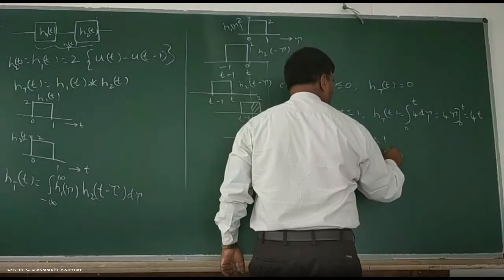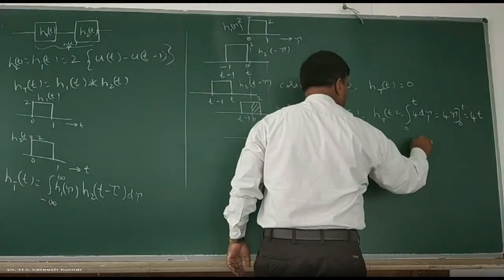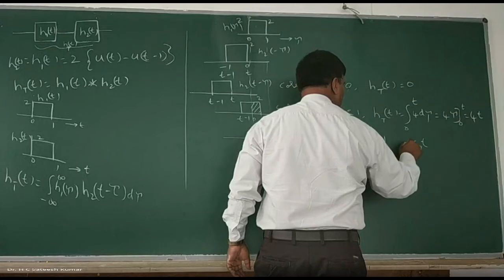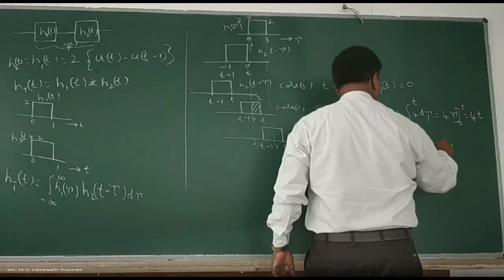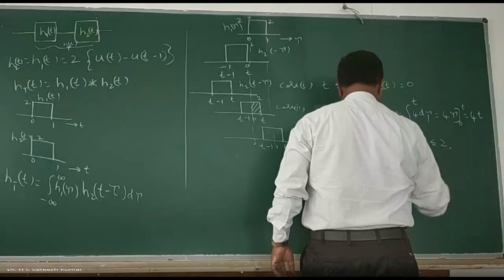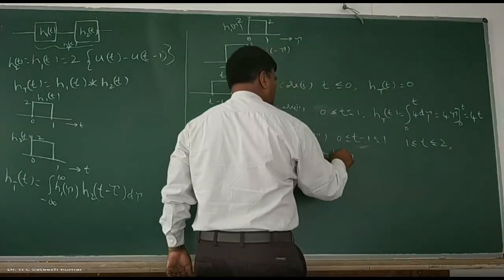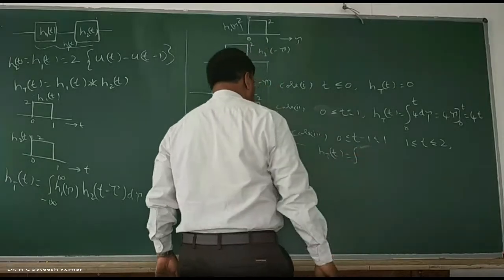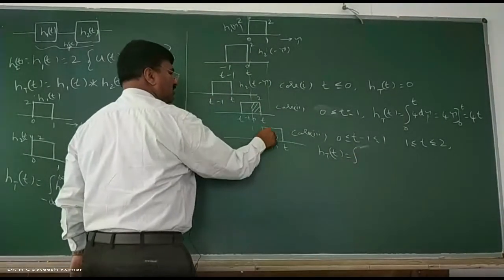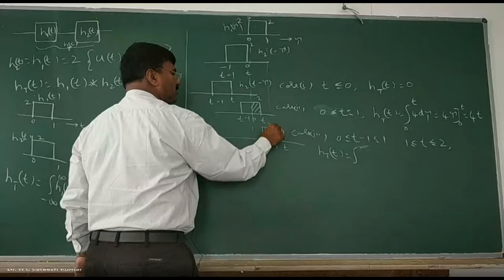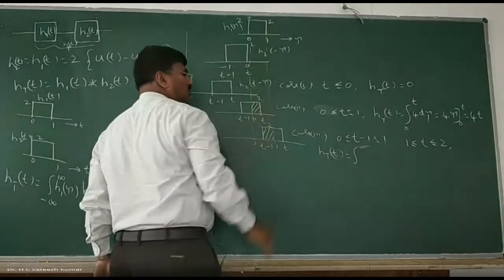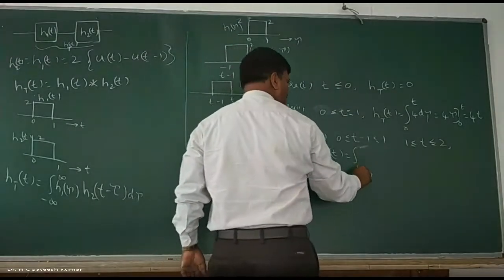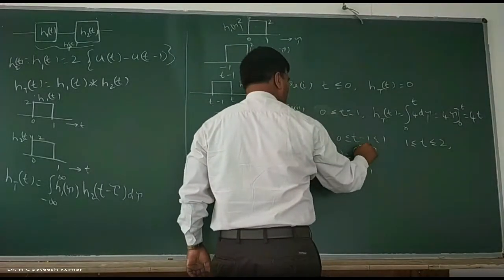Or we can write it as, once you shift it, t lies between 1 to 2. ht of t is equal to integration from where to where? What is the overlapped area? Only this edge area is overlapped. t minus 1 to 1 is overlapped and this portion is 0. So t minus 1 to 1.